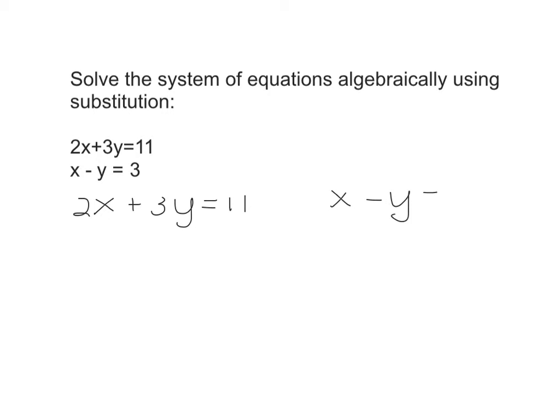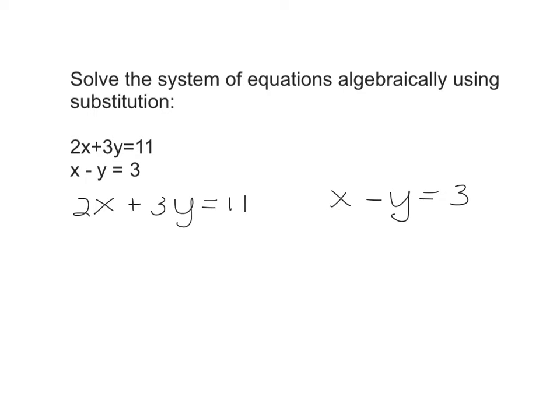x minus y equals 3. Now our first task is to figure out what variable we want to solve for out of the two variables in two equations. So basically we have four choices. If we look at the x in the first equation, we see that it has a 2 in front of it, and therefore that would involve dividing. If we look at the y in this first equation, same problem. It has a 3 in front of it, and we'd have to divide, possibly have fractions.